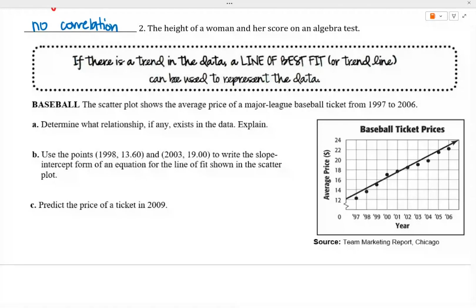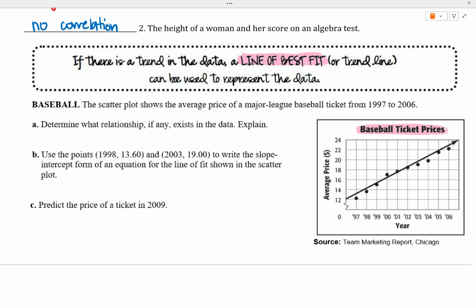So if we are looking at positive or negative correlations, if there is some sort of trend in that data, there should be a line of best fit or a trend line that we can use to represent that data. So here we have a scatter plot on the right-hand side of baseball ticket prices. And you'll notice that there are some points plotted, and then there is a line drawn. That line is the line of best fit.